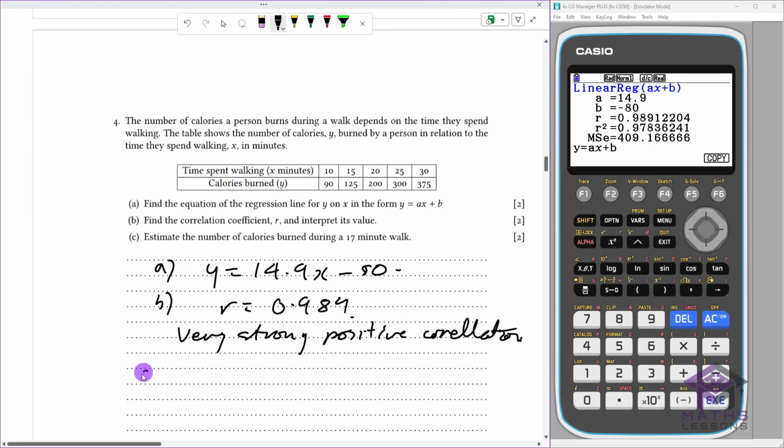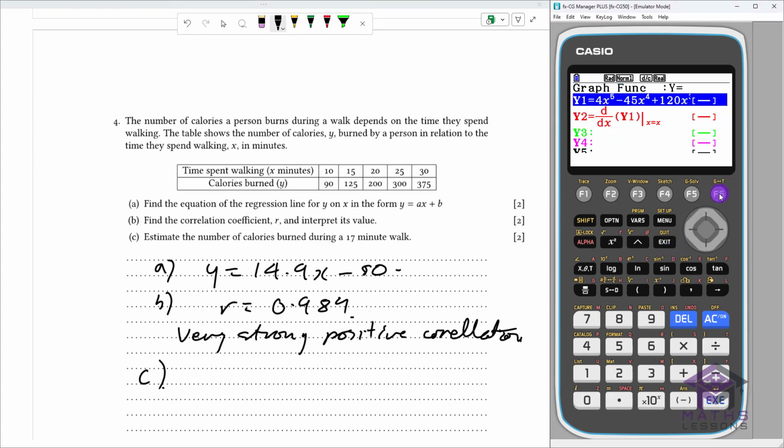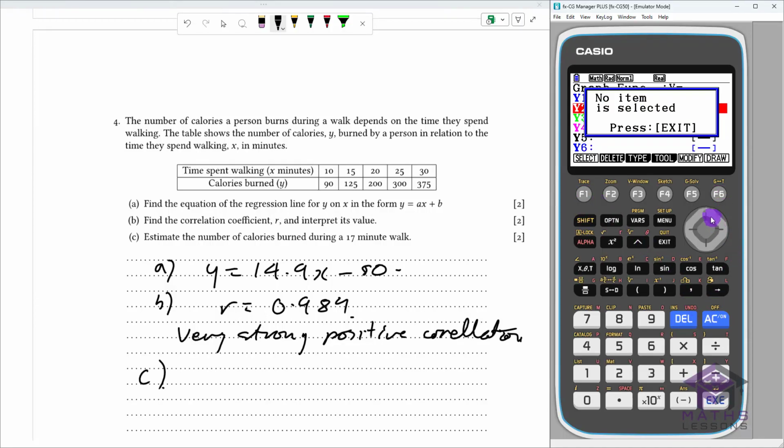Okay. C, to estimate the number of calories burnt in a 17-minute walk, what we can do is put this equation in. Actually, I think you can even copy the equation. Copy, I did put it in, cool. So it's put it in there already. If you press copy, it takes you through now, and it does that. Let's just delete this. We don't need that. Oh, I copied it twice. Let's just draw this, shall we? Go to menu 5. I'm just going to delete that so I don't have 2. And press draw. Okay, let's go up.